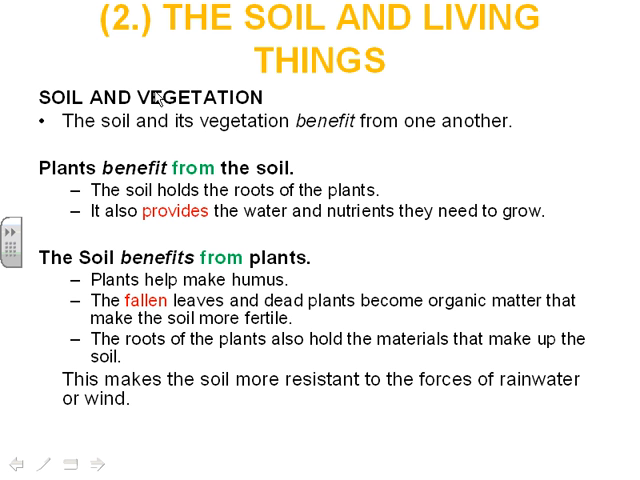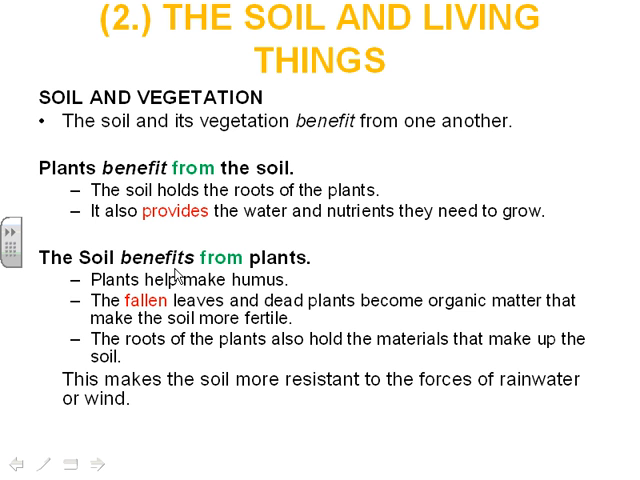The soil and living things. Soil and vegetation. The soil and its vegetation benefit from one another. Plants benefit from soil. The soil holds the roots of the plants. It also provides the water and the nutrients they need to grow.